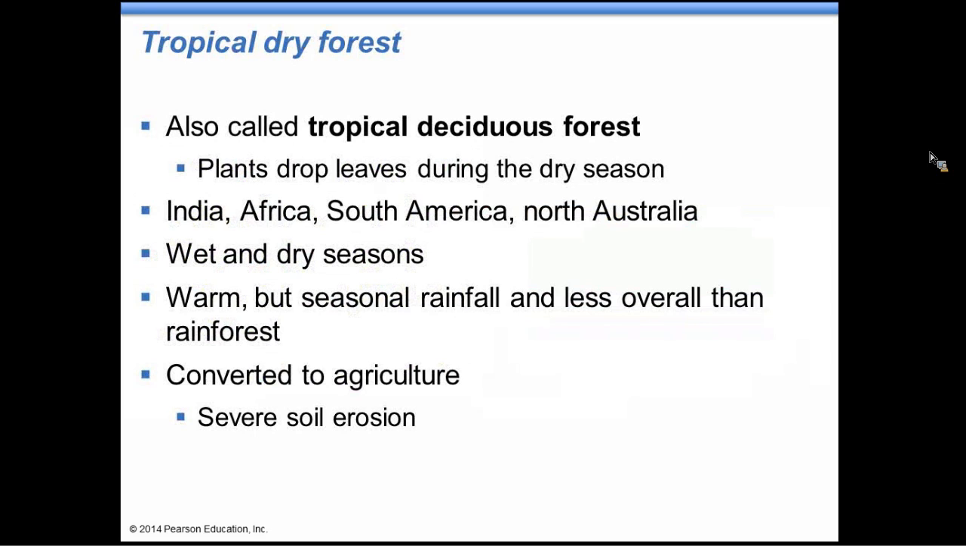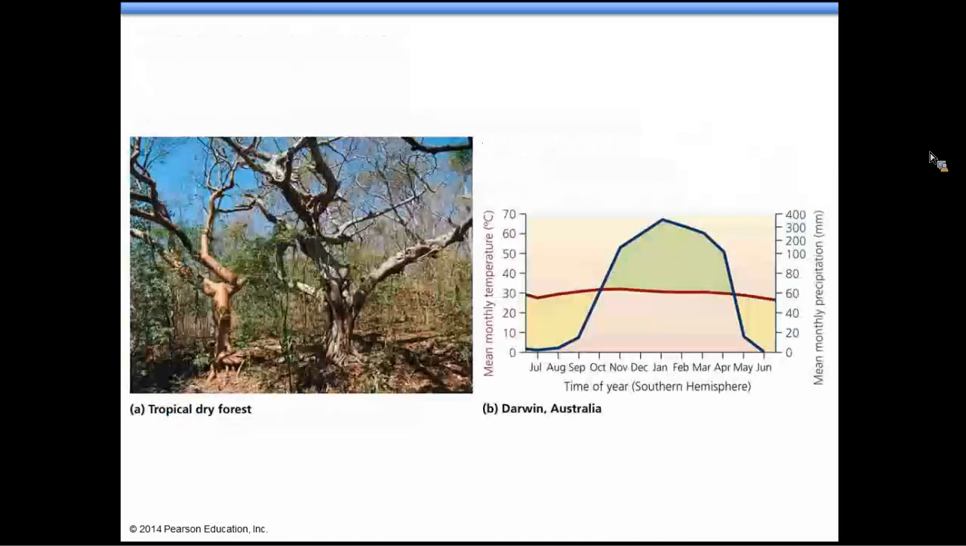Tropical areas that are warm year-round, but where rainfall is lower overall and highly seasonal, give rise to the tropical dry forest or tropical deciduous forest, a biome widespread in India, Africa, South America, and northern Australia. And here again we have a very normal, warm temperature throughout the year.